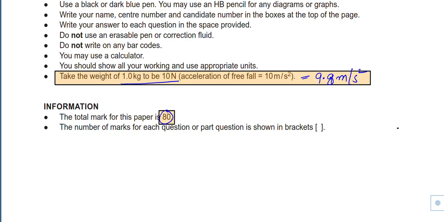So when we are going to practice past papers, most of the times the students have an issue: the value of g was written as 10. No, the value of g should be used as 9.8, because now you are supposed to use the value of g as 9.8, not as 10 meters per second squared. So that is why you have to take care of this problem.